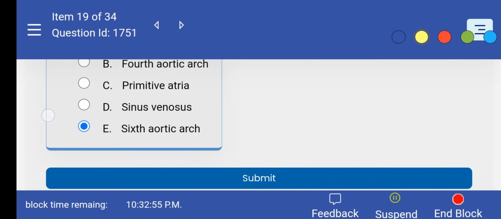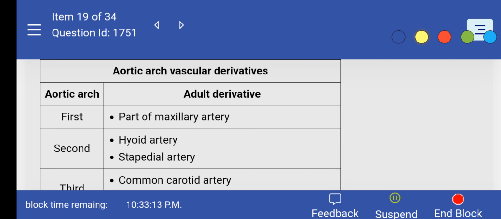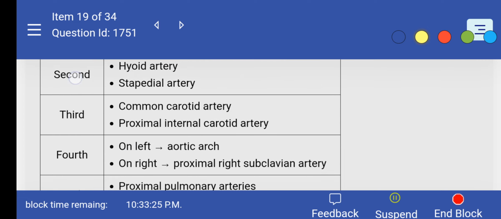So I think this is option E. Let us see the explanation why. If we look at the aortic arches and their adult derivatives, the first gives rise to part of the maxillary artery, the second gives rise to the hyoid artery and stapedial artery, and the third, this is important, gives rise to the common carotid artery. Note this point, we will discuss this in an MCQ. The third also gives the proximal internal carotid artery, right? So this is derived from the third arch.